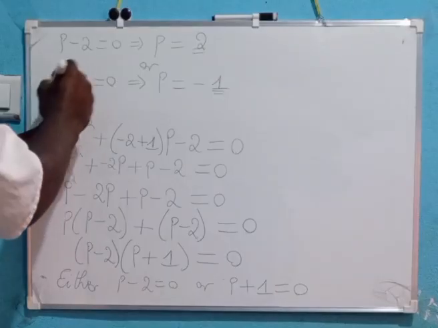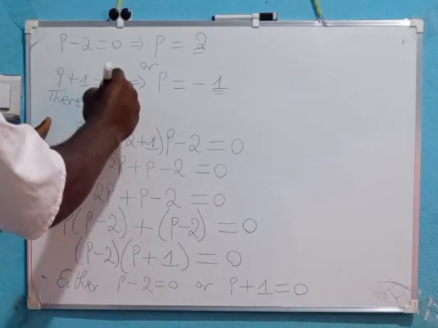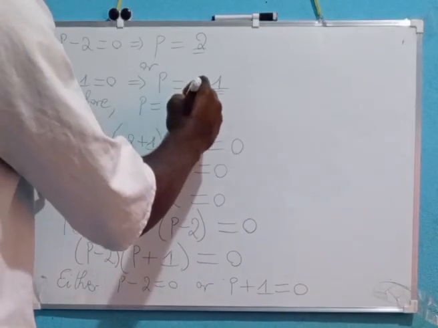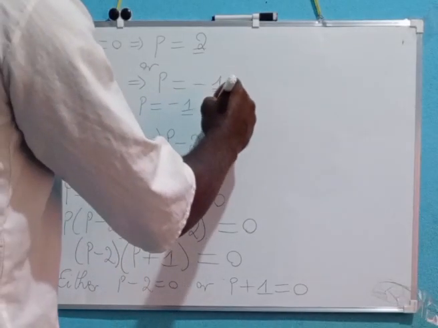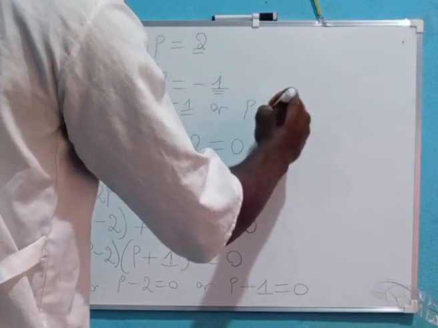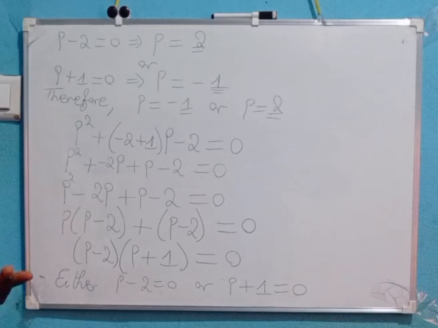Then we conclude, therefore, p is equal to negative 1 or p is equal to 2. These are the two possible solutions of the given equation. We are done with the solution.